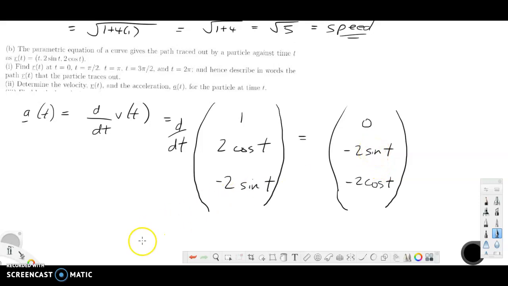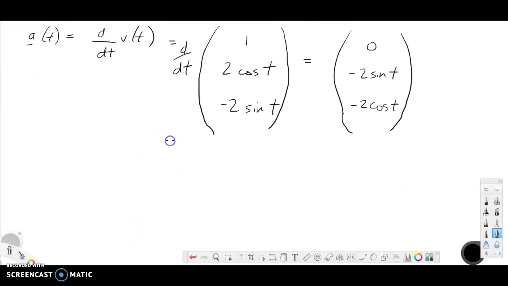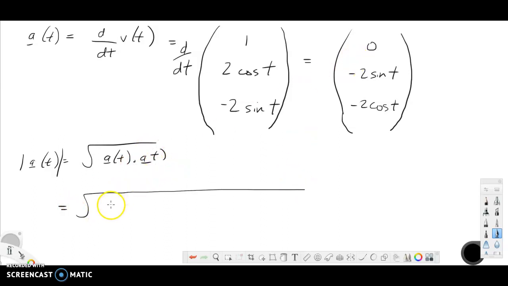And again, to get the magnitude of the acceleration vector, we'll be getting the square root of the dot product. So the magnitude of the acceleration will be equal to the square root of the dot product. So that's the notation for it there. And that looks like this in reality. 0 multiplied by 0 will be given as 0 squared. Plus this minus 2 sine t, that guy multiplied by itself, so it will be squared. Plus minus 2 cos t multiplied by itself, so it will be that guy squared as well.